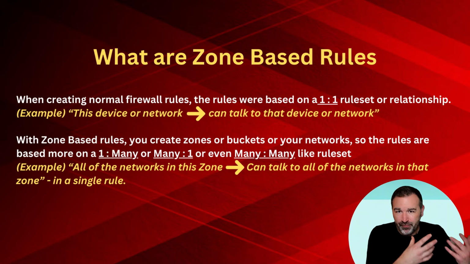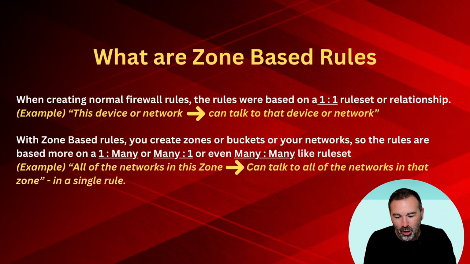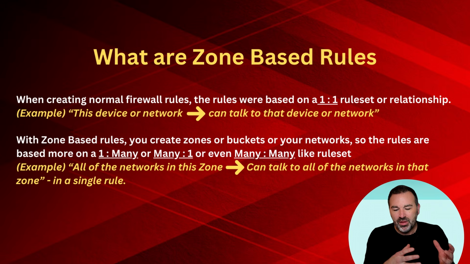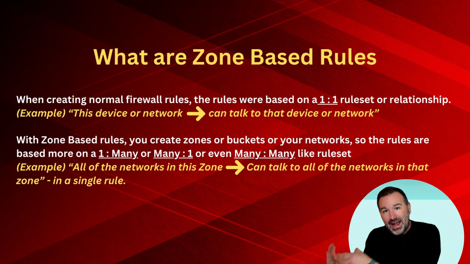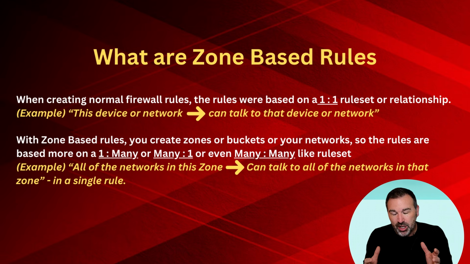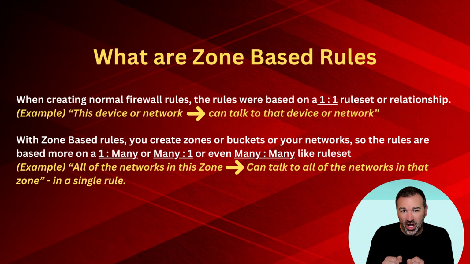All right, so to kick things off, I do want to talk about what zone-based firewalls are, right? So I know they look different, but how much different are they really, or did they just change the interface? So let's break this down a little bit, right? In the old firewall way, the normal firewall rules I'm calling them here, those rules were based on a one-to-one rule set or a one-to-one relationship. So the example I have here is this device or this network can talk to that device or that network, right? So there's that one-to-one relationship. And yes, you could have this network can talk to any, right? So that was kind of a one-to-many.